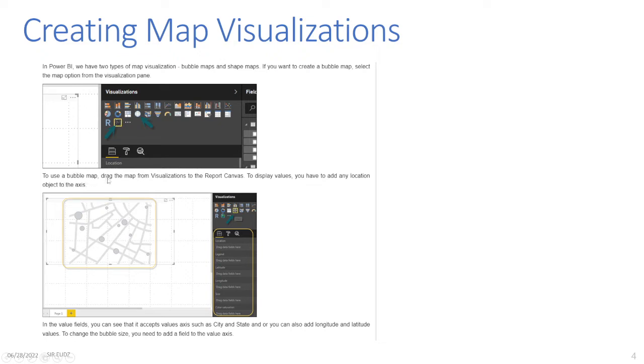To use a bubble map, drag the map from visualization to the report canvas. To display values, you have to add any location object to the axis. In the value fields, you can see that it accepts values axes such as city and state, and you can also add longitude or latitude values. To change the bubble size, you need to add a field to the value axis. These are the bubble sizes.